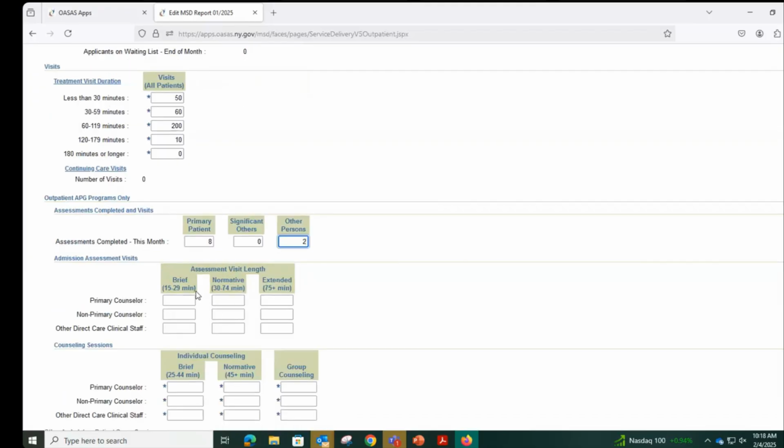And now this is the visits that sort of support these decisions. So 2, and you put them down by the staffing group, whatever the appropriate staffing is. 8, 2.